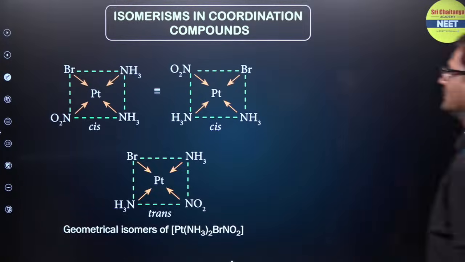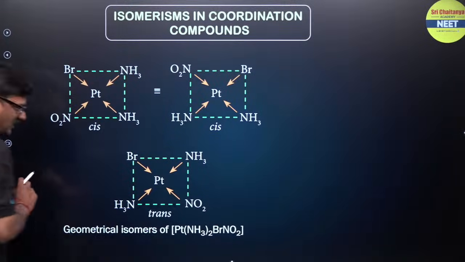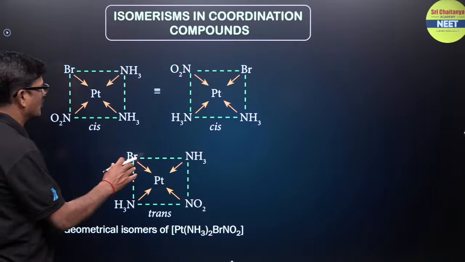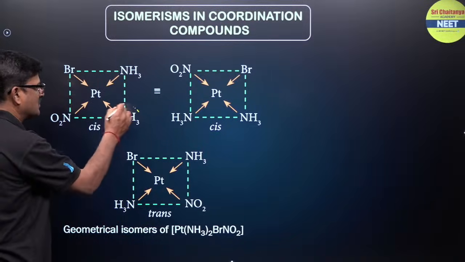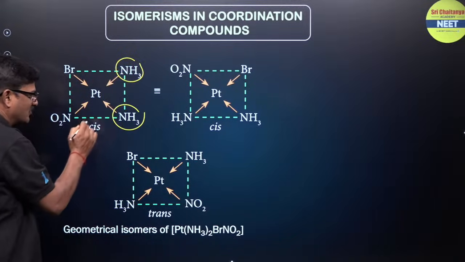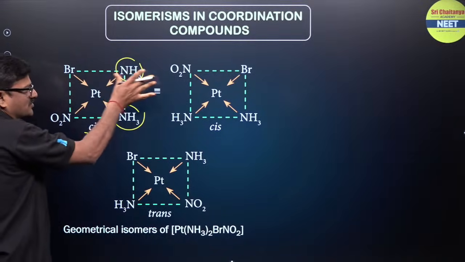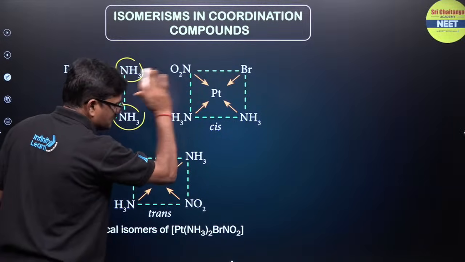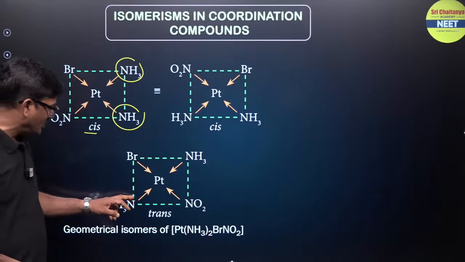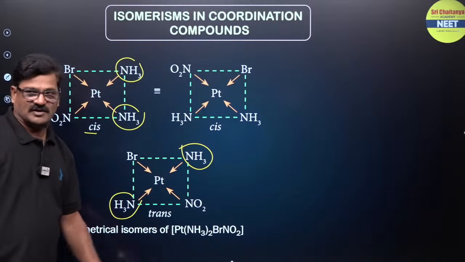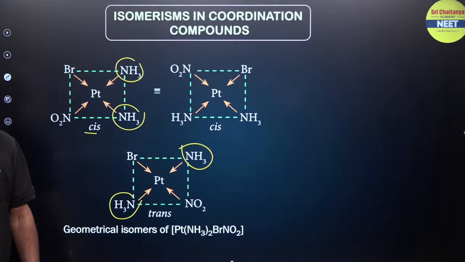Now moving ahead, Pt(NH3)2BrNO2. So let's keep BrNO2 on the other side. The two NH3 are on the same side, so this square planar complex is cis. You can just change the structure like this, both are the same. When you take the ammonia on the opposite side, it is the trans isomer. So there is a cis isomer and a trans isomer.